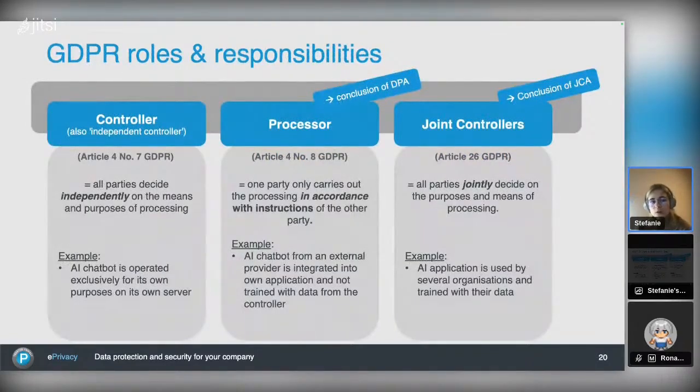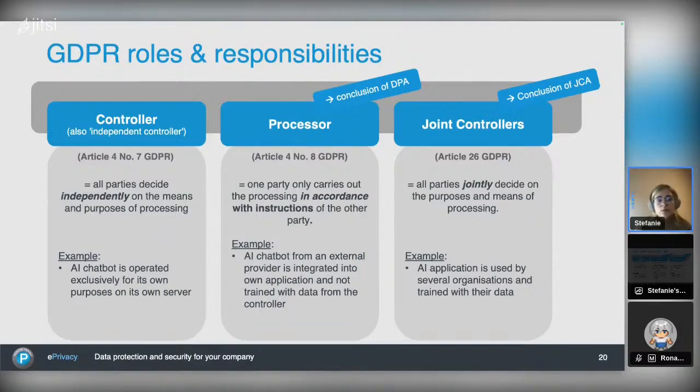So who is responsible for GDPR requirements? Under GDPR, we have different roles that a company can take on if they are processing personal data. So they can be a controller of the data. The controller is someone who decides independently on their own about the data processing. And this will be the case if you are using an AI system from a third party to analyze the analytics from your website, then you will be a controller of this personal data because you have collected it yourself on your website.